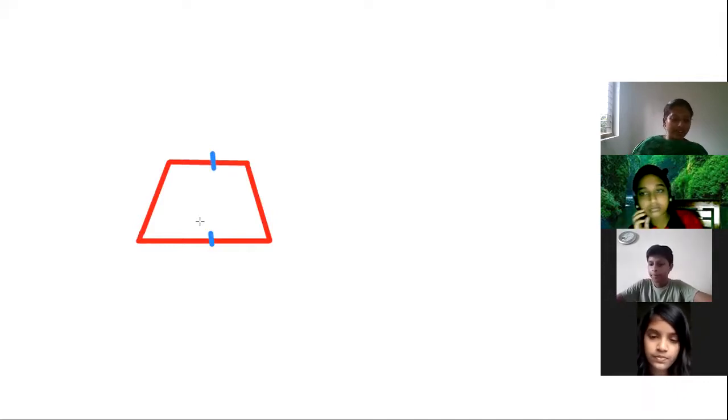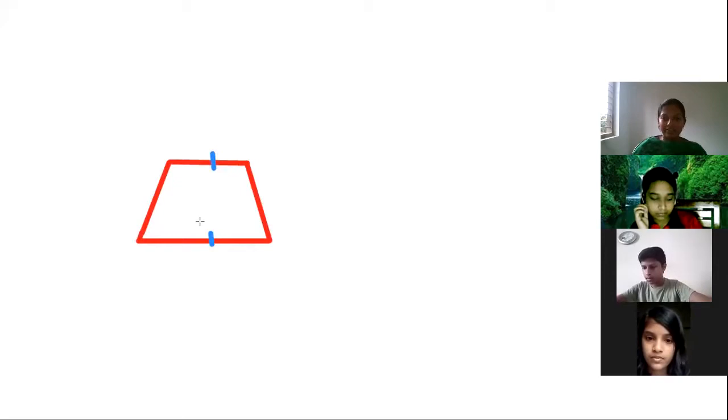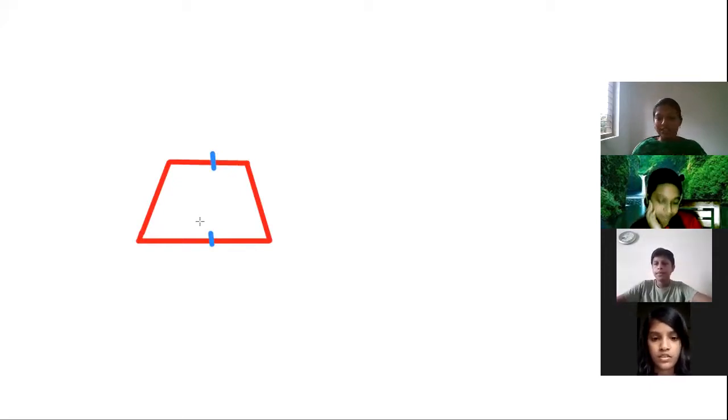You can see in your textbook, page number 44, there are some trapeziums given. And some figures which are not trapeziums are also given. Can you find the difference between them? Yes, what is the difference between them? One side is different from another side.